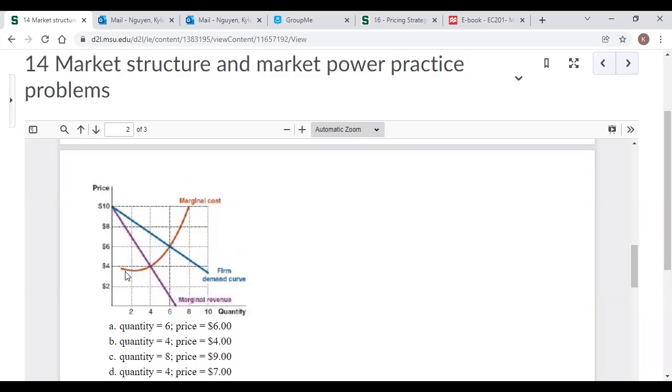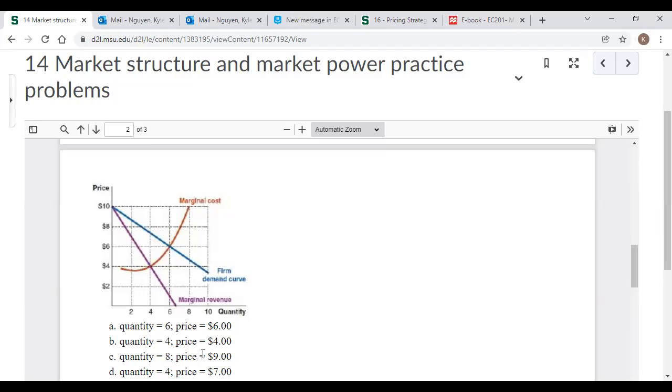And so how do we translate this into the answer? If marginal cost and marginal revenue met right here, that means the quantity is 4, because 4 is where this quantity is. And if we go all the way up and see where the demand curve is, we can match it all the way to the left right here. And we know that this is the price. So our answer would be quantity 4 and price $7.